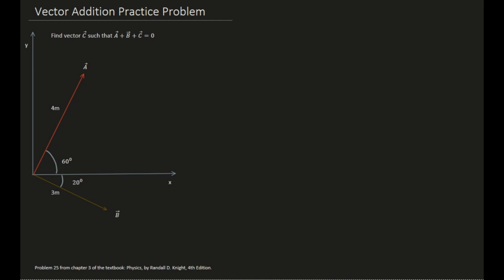If we add these two vectors together, we want to figure out what some vector C is that, added to those, sums up to 0. So A plus B plus C will be 0. So let's rearrange the equation to solve for C. So vector C is going to be equal to negative (A plus B).